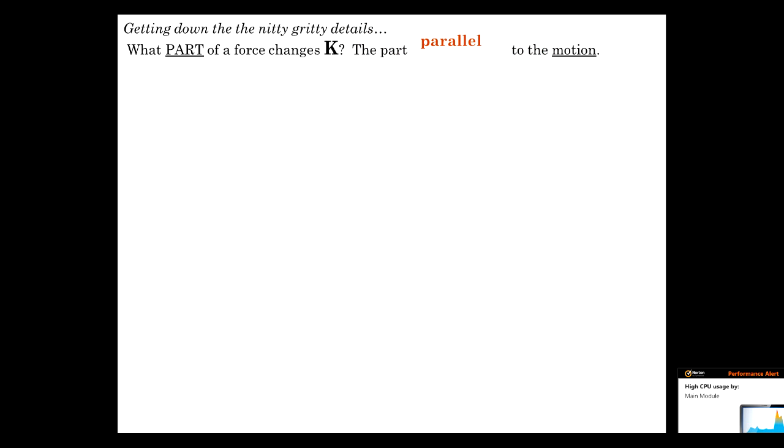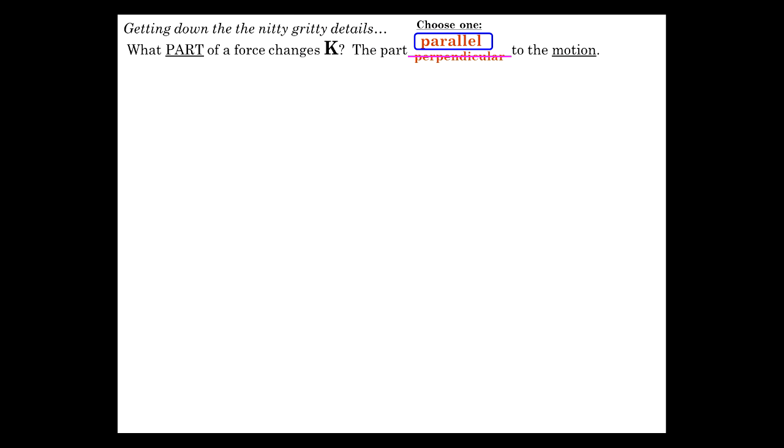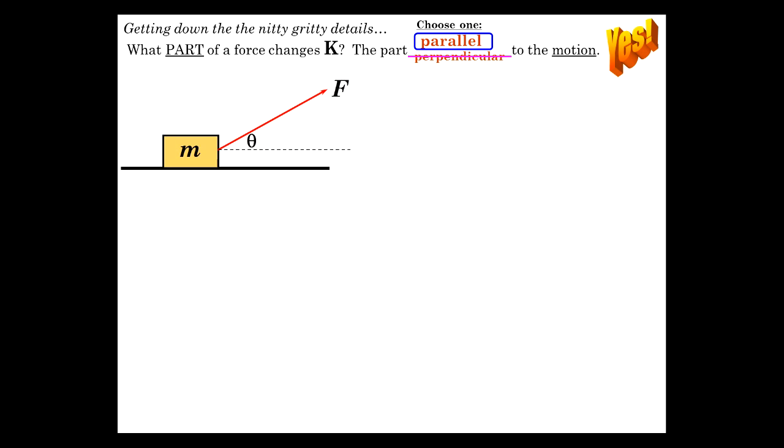But what part of a force will change the K? If the K changes, it's going to be done by a force changing the speed, right? And that's not going to be perpendicular. It's going to be the parallel part. So here we have a block of mass M sitting on a table, an applied force F at an angle theta, and a displacement D.